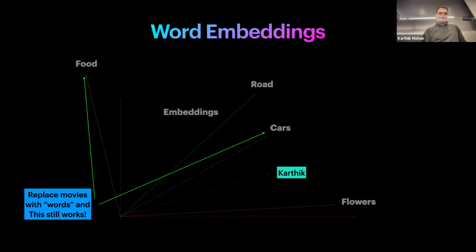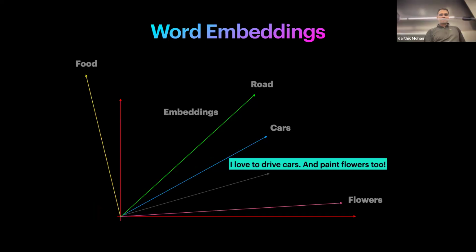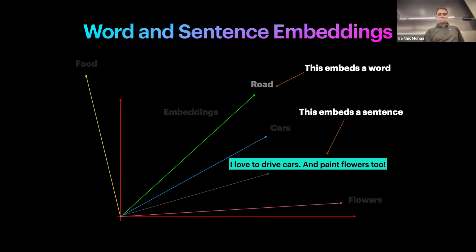Okay. So you can replace movies with words and this still works, right? I can have different kinds of objects here, and then you can have embeddings in that space as well. And I can also embed sentences and not just words. How do I get a sentence embedding from a word embedding? So let's say I had a sentence, I love to drive cars and paint flowers too.